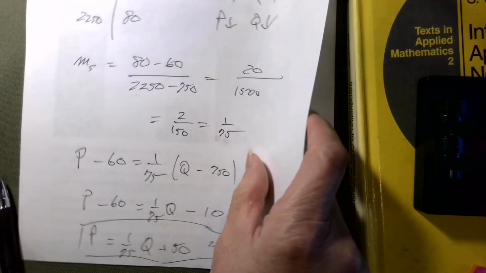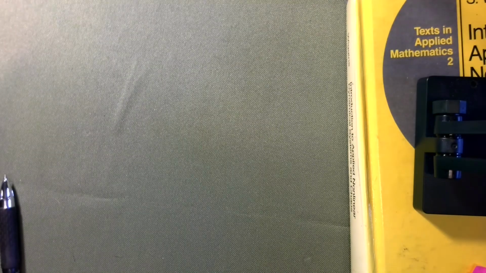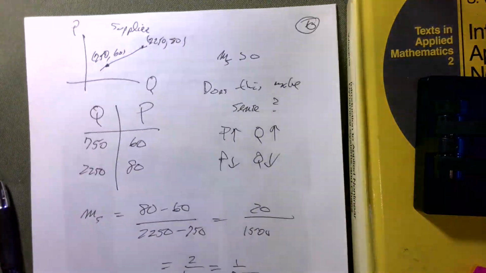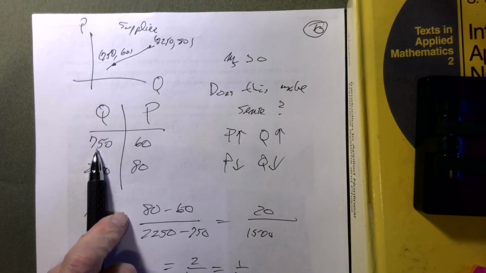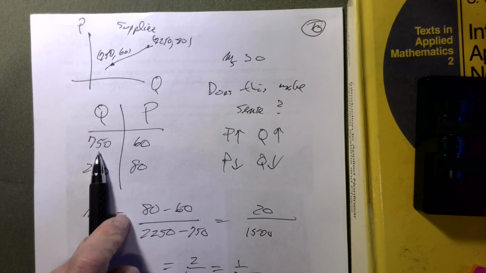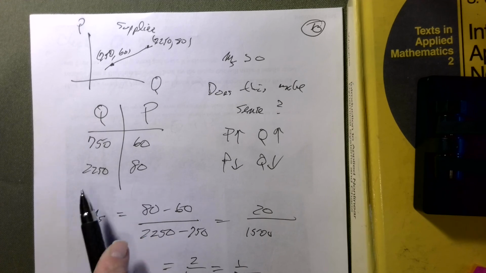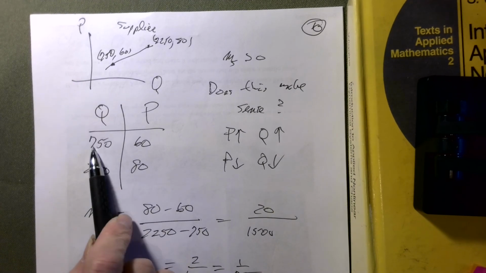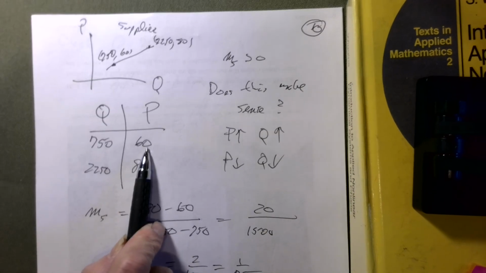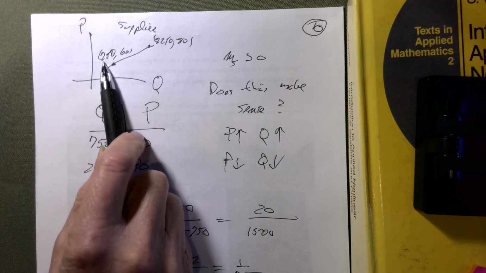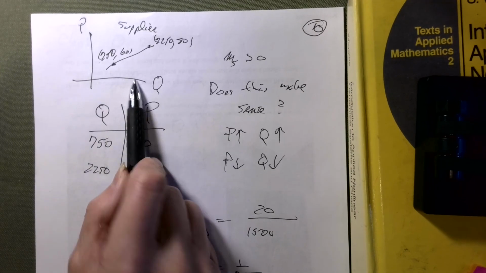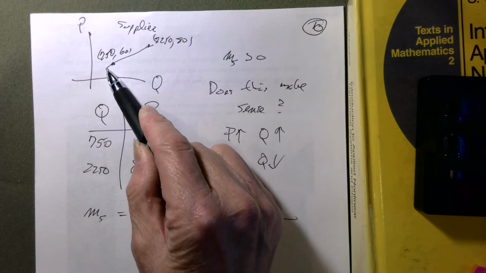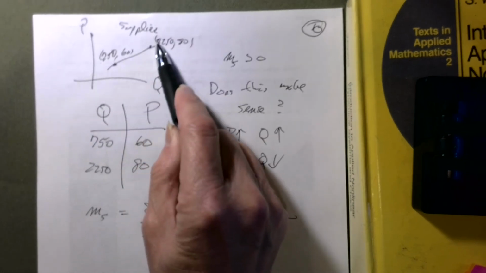Now we go to the supplier's point of view. And the supplier says, okay, when the price is 60, I'm willing to produce 750 espresso makers. When the price goes up, I'm willing to make more, by a factor of roughly 3. So let's plot 750, 60. And then 2250 and 80 is this. So the supplier has a positive slope.